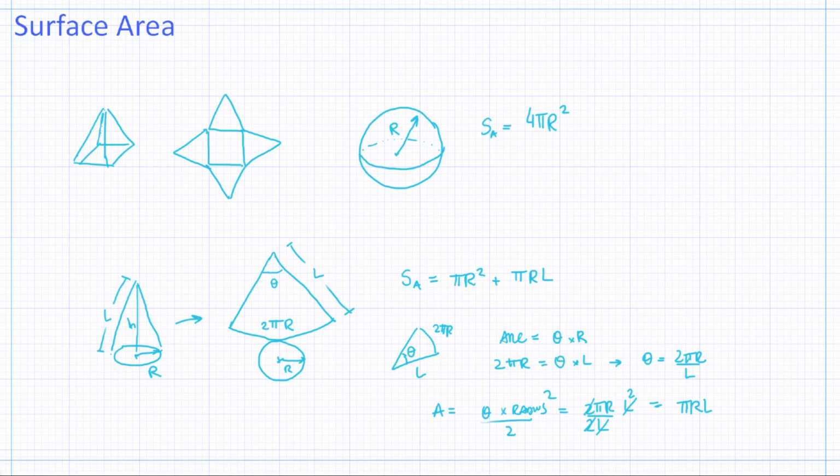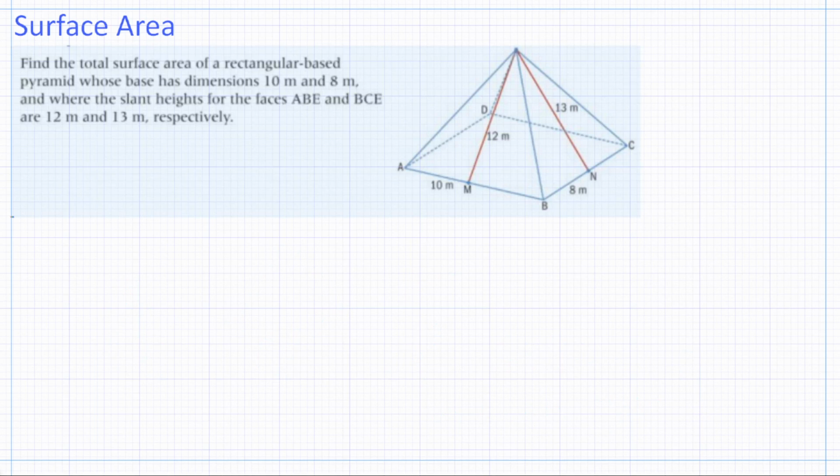Now let's cover a few examples. So find the total surface area of a rectangular based pyramid, rectangular based, so dimensions 10 and 8, they're different lengths, where the slant heights, so the slant heights are these sides that go along with the surface. Alright, so it would basically be the height of our triangle. So the slant heights are 12 and 13 respectively. So find the total surface area.